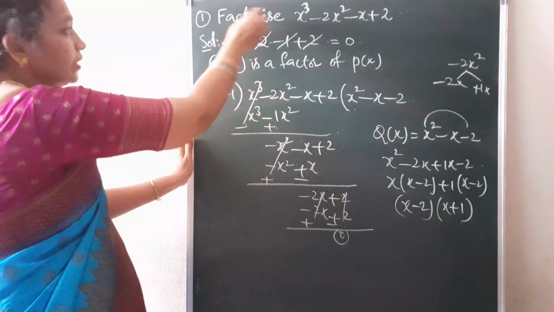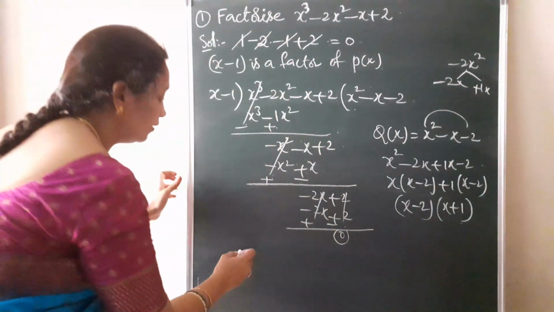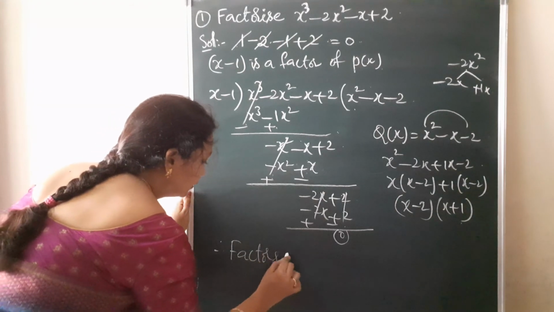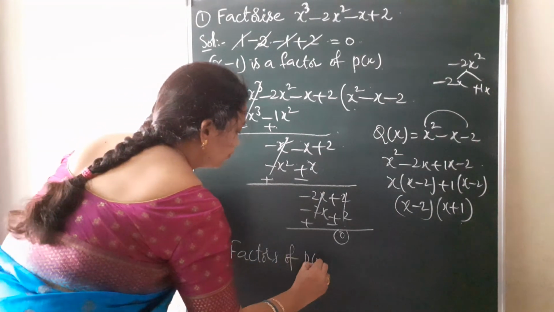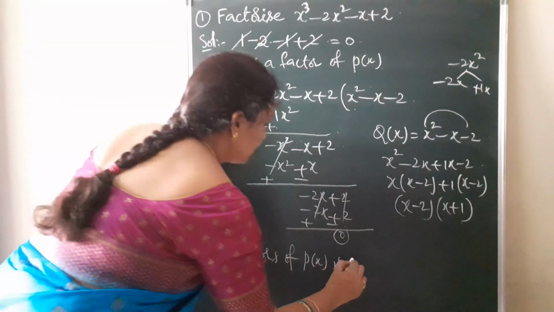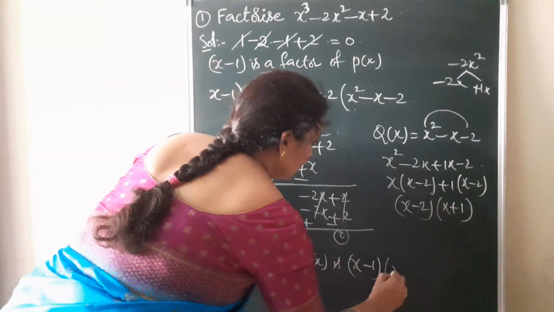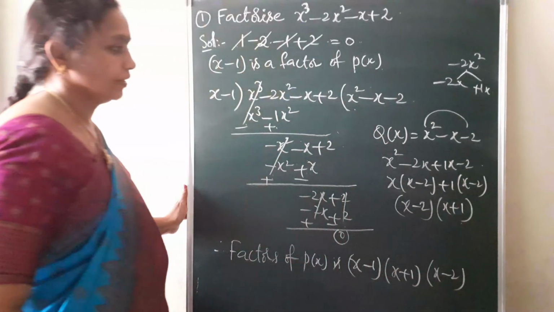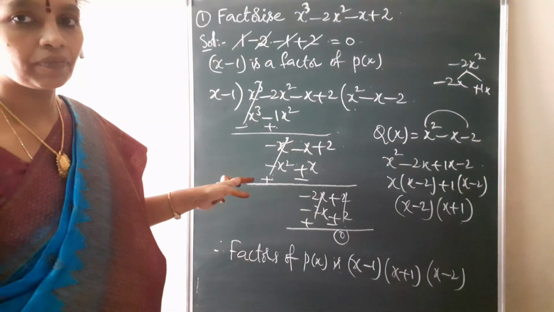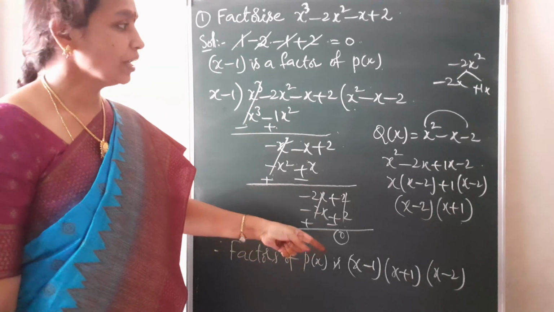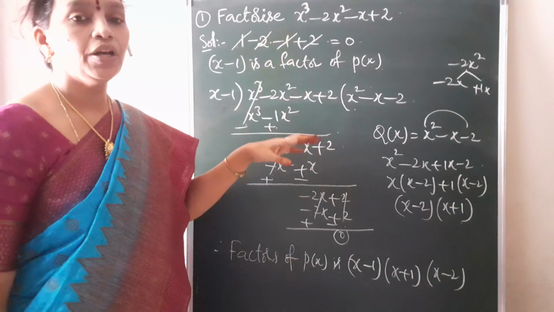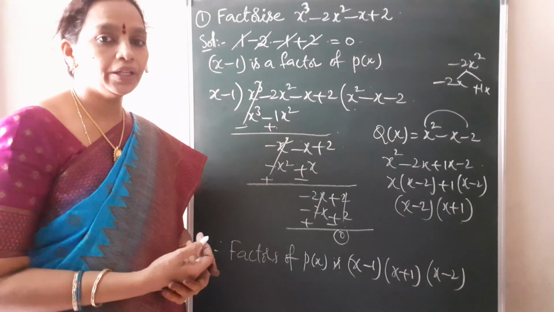The total factors of the cubic polynomial are, therefore, all factors of the given p of x: x minus 1 is one factor, x plus 1 is one factor, and x minus 2 is another factor. Like this, we can apply the synthetic division method and find the factors of a cubic polynomial also. That I may do in the next videos.